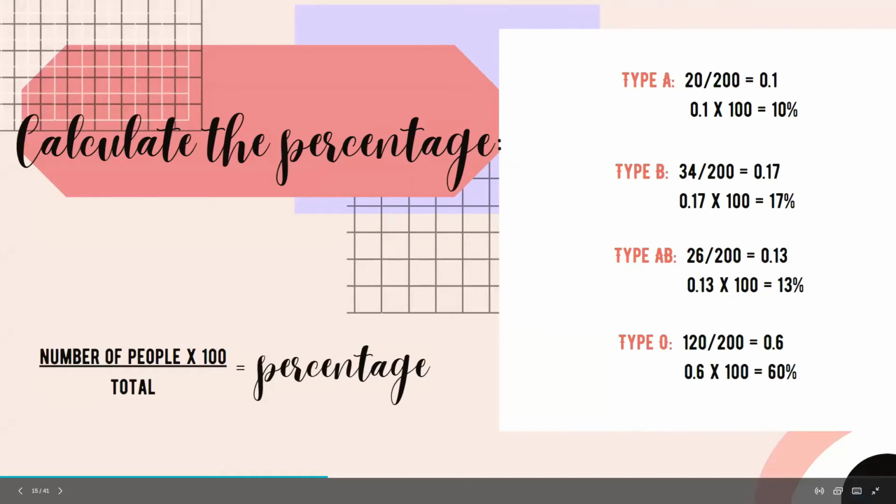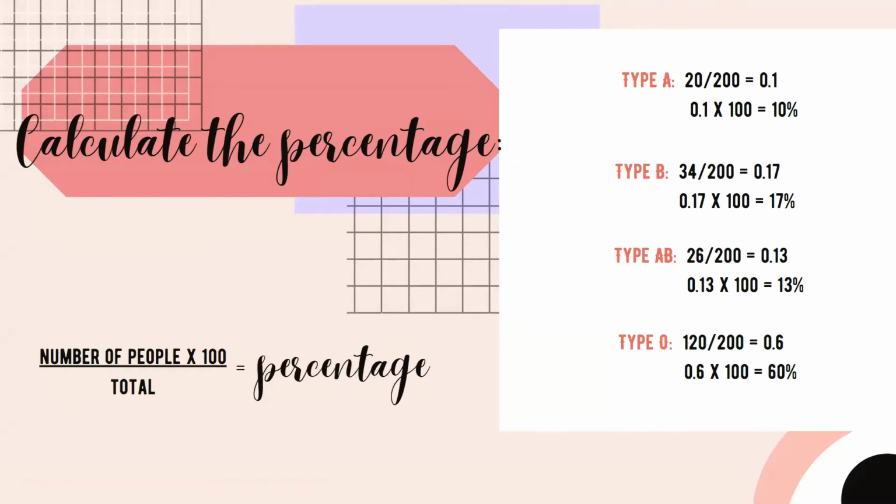For the solution, you need to calculate the percentage. For the formula, we need to use the number of people over the total number of people times 100 to get the percentage. For example, we have 20 for the number of people and 200 for the total number of people. So 20 is divided by 200 and multiplied by 100, and that's how you get the percentage. Next, please.